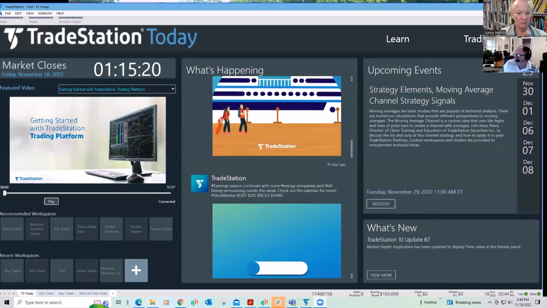Yes, I did. Okay, let me fix it so you can share your screen, and I'm going to walk you through exactly how to do everything. So you go down to share screen on the bottom of the Zoom screen. All right, you got TradeStation.